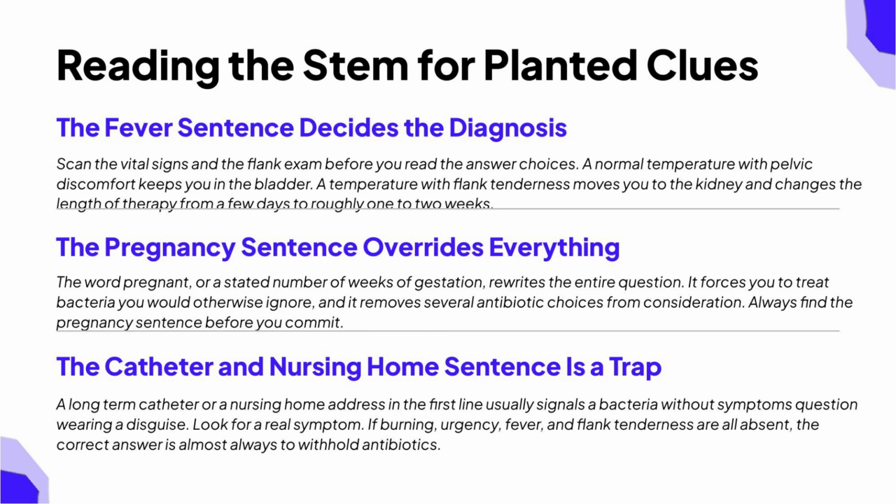Second, the pregnancy sentence overrides everything. The word pregnant, or a stated gestational age, rewrites the question. It forces you to treat bacteria you'd otherwise ignore and removes several antibiotic choices. Hunt for it before you commit. Third, the catheter and nursing home sentence is a trap. That's usually a bacteria without symptoms question in disguise. Go looking for a real symptom. If burning, urgency, fever, and flank tenderness are all absent, withhold antibiotics and look elsewhere.